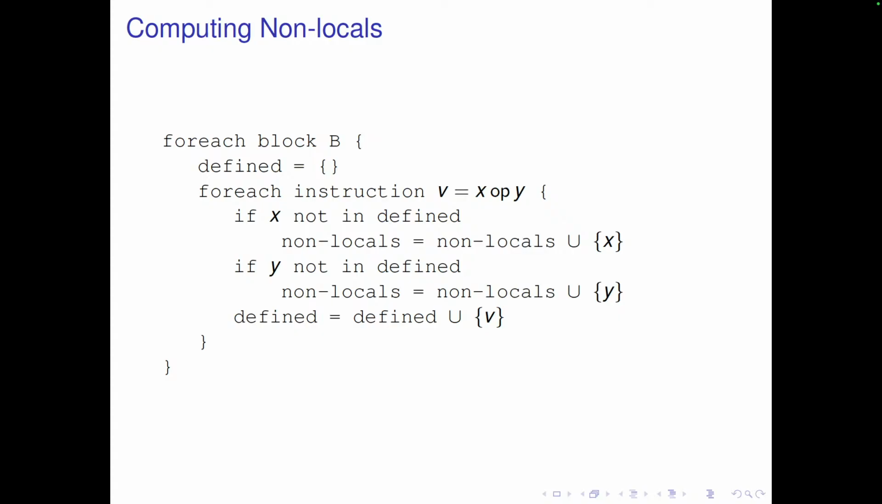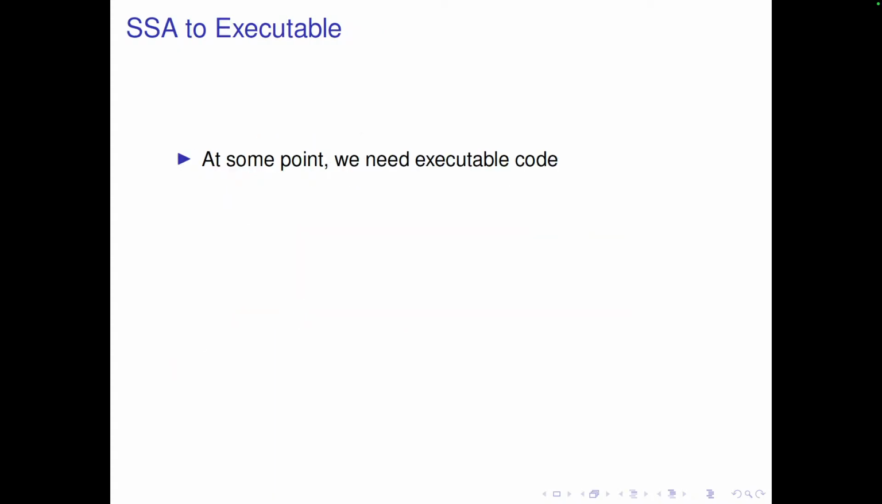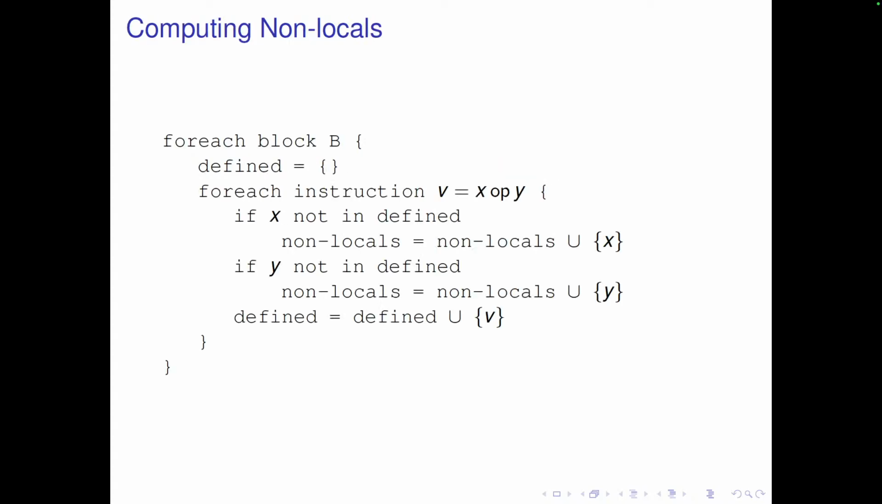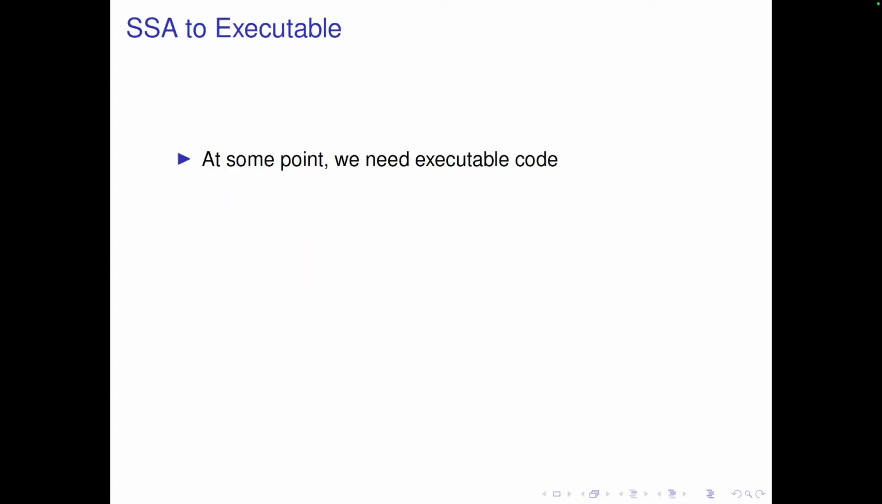So only a single pass over the block is sufficient to classify every variable as local or non-local, and to collect every variable which is defined. Okay. So with this, whatever is in non-locals, you have to keep their 5 functions. If something is not part of non-locals, you can ignore it. Okay. So all this is good, but at some point we need executable code. What do we do? We have to fix up these 5 functions.